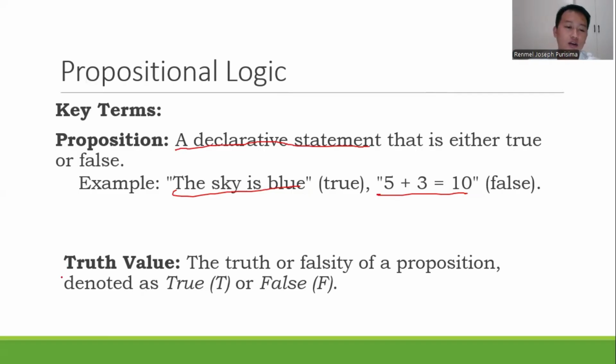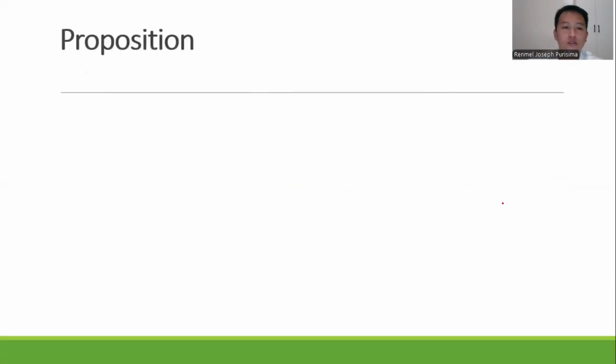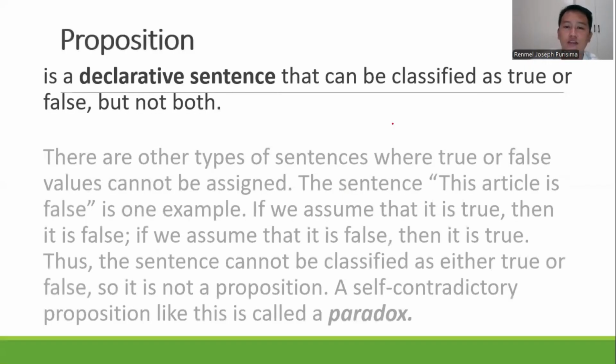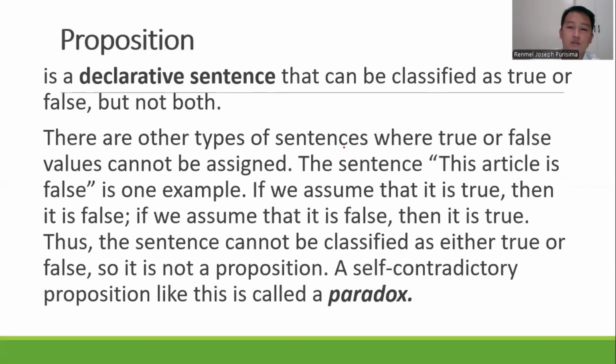Now, we have the term truth value. It is the truth or falsity of a proposition, denoted by T for true or F for false. In the statement the sky is blue, the truth value of that proposition is true. On the other hand, 5 plus 3 is equal to 10 is a proposition, but its truth value is false. Again, a proposition is a declarative sentence that can be true or false, but not both.